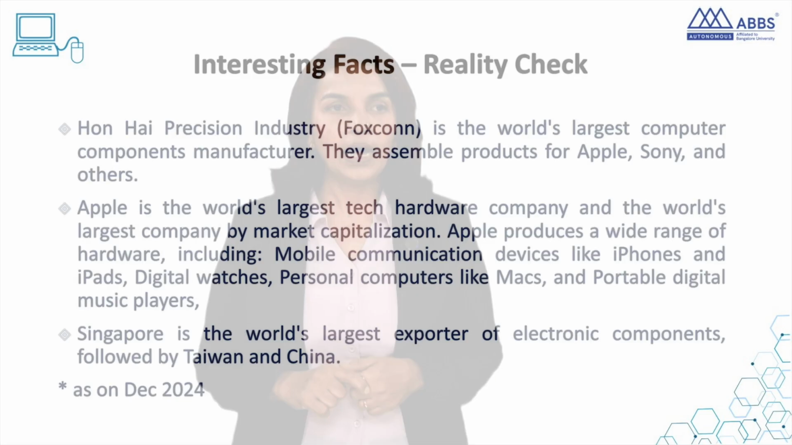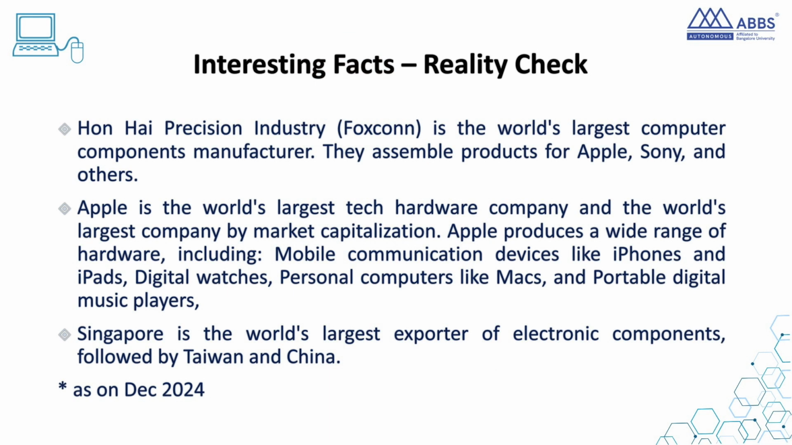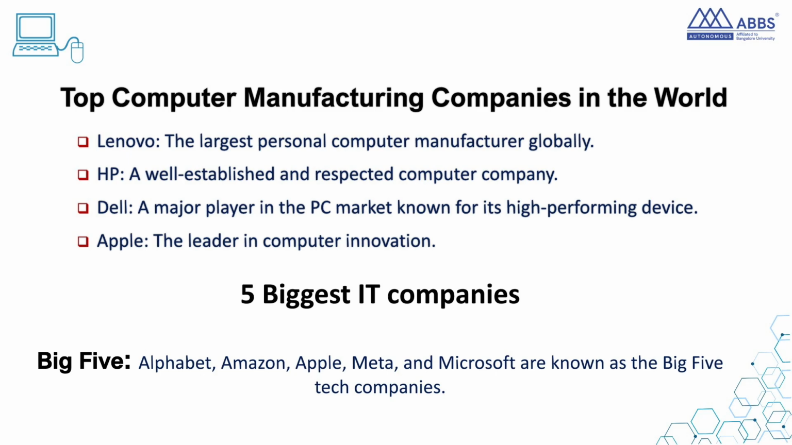Let us check some interesting facts. These interesting facts will enable you to update yourself with the current affairs of the hardware and software industry. Now all this information is latest and verified. Anhui Precision Industry is the world's largest computer components manufacturer. Apple is the world's largest tech hardware company and the world's largest company by market cap. Singapore is the world's largest exporter of electronic components, followed by Taiwan and China. Top computer manufacturing companies in the world are Lenovo, HP, Dell and Apple. They are also called the Big Five.